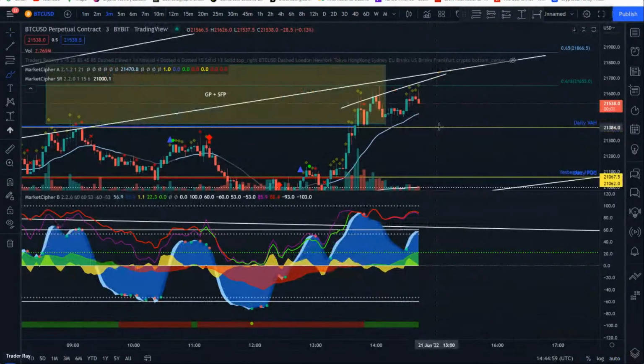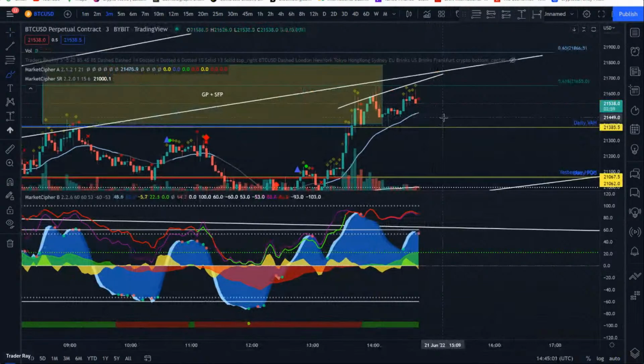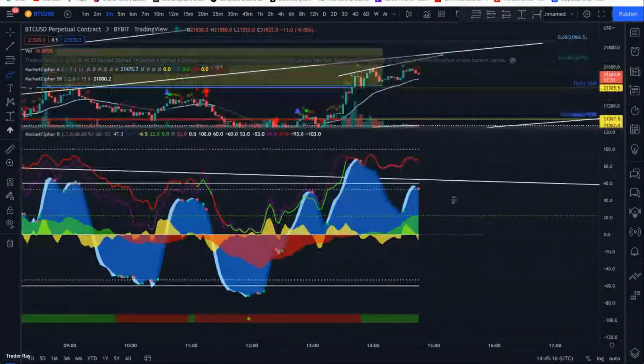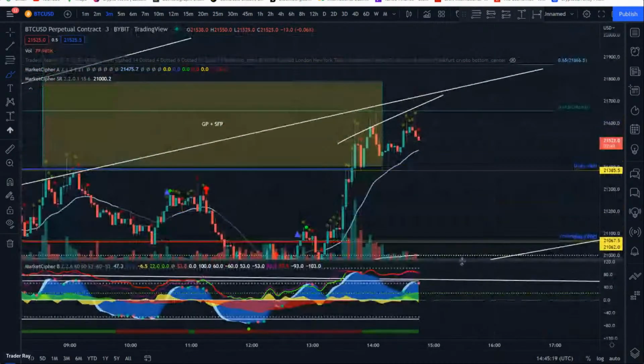All right. What can we make out of this? Well, it's a little bit of everything. Getting a red dot. Money flow might be curving down, as you can see. Not confirmed yet.